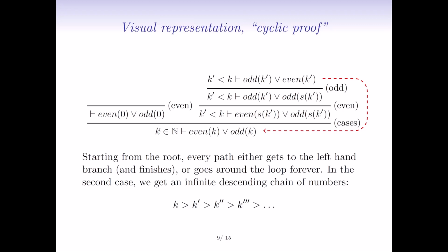So if we were to assume that this thing is false, it means that the assumptions are true, but the conclusions are false. So by going round, either we end up in this branch and we're done, or we end up going around the right-hand branch over and over again, and we're going to get smaller and smaller numbers, k, k prime, k double prime. So every path in this graph either gets to the left-hand branch and finishes, or goes around this loop forever. And if it goes around the loop forever, then we're constructing this infinite descending chain of natural numbers, which can't happen.